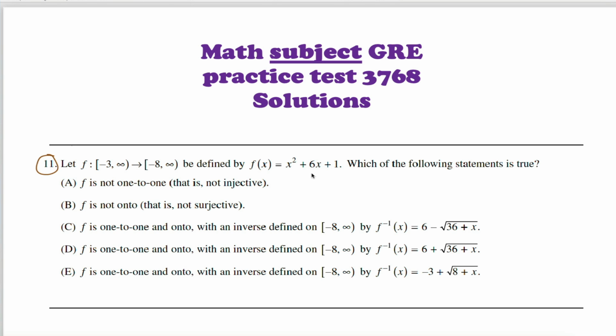So you're thinking it kind of looks like our standard parabola opening upward, but it's shifted either up or down and left or right. And we're not considering the entire parabola, we're restricting the domain to only include numbers from -3 to infinity. So let's start with a and b. We want to figure out if this function is one-to-one and if this function is onto. Lots of ways to do that.